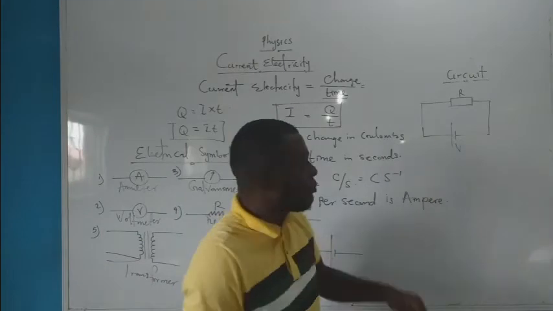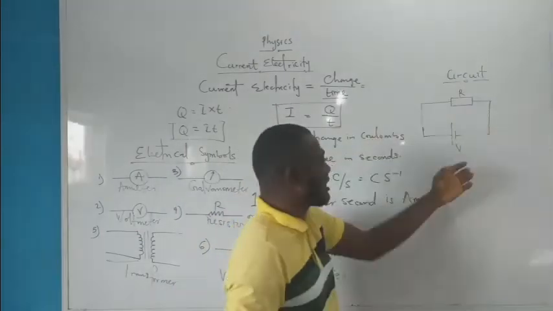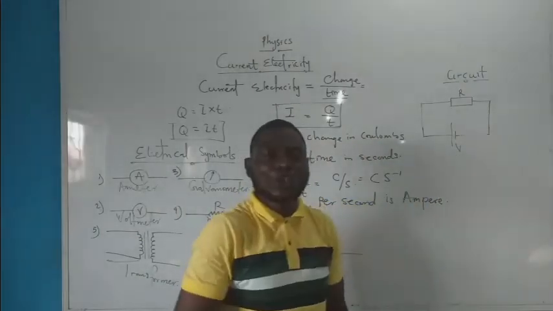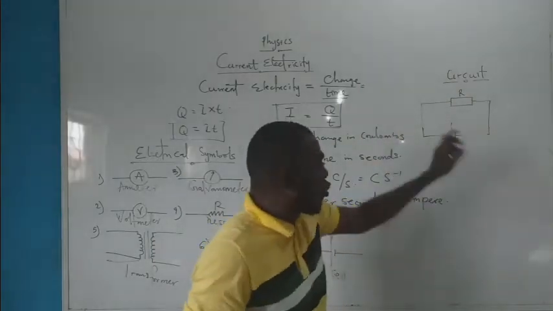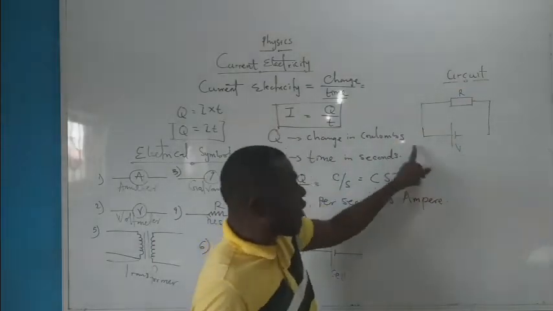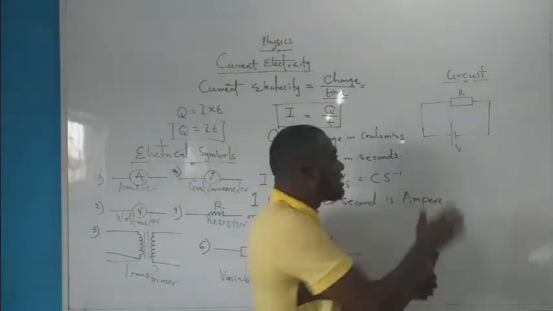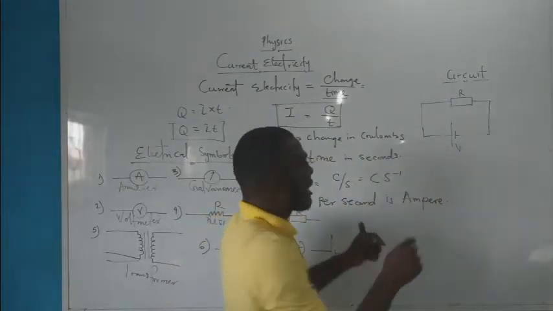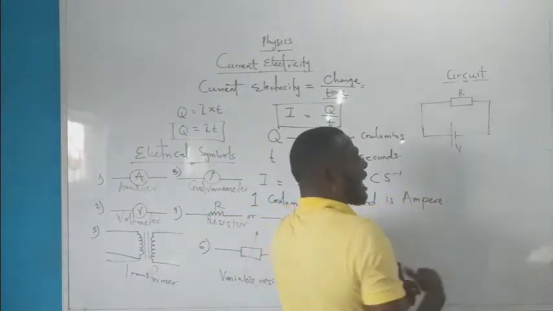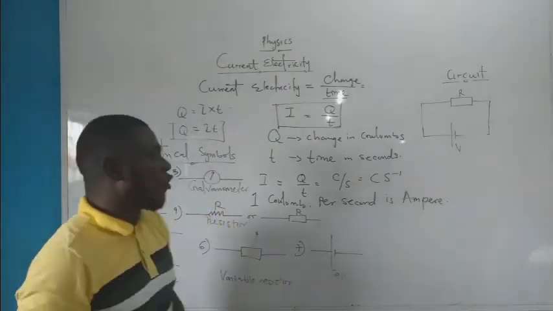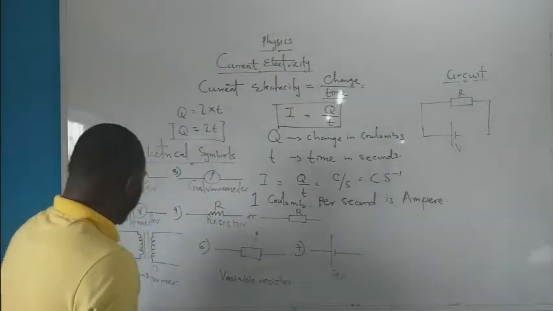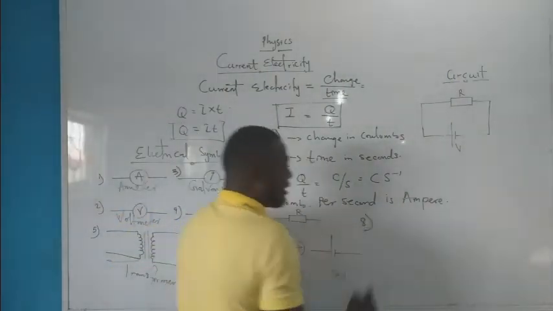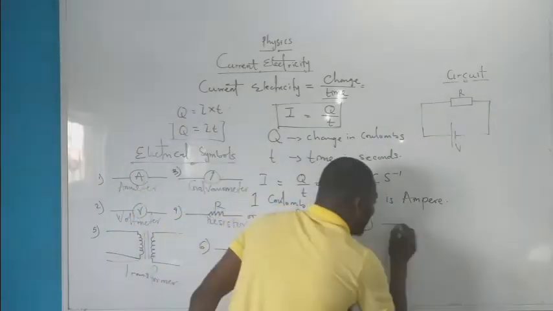Why do we call this a circuit? Because there is a load and an applied voltage, so current must flow through this. It is a closed path that allows the free flow of current. Before I forget, there is another one we call the key.